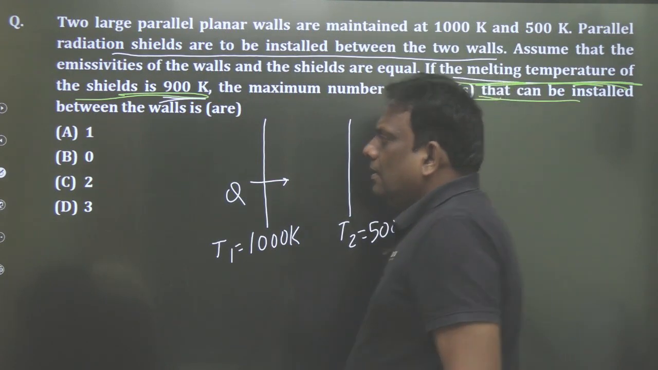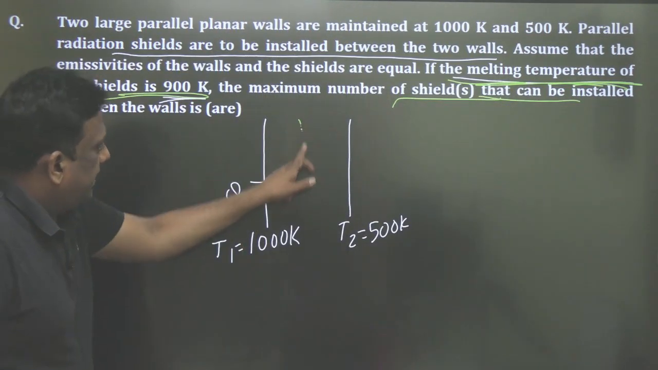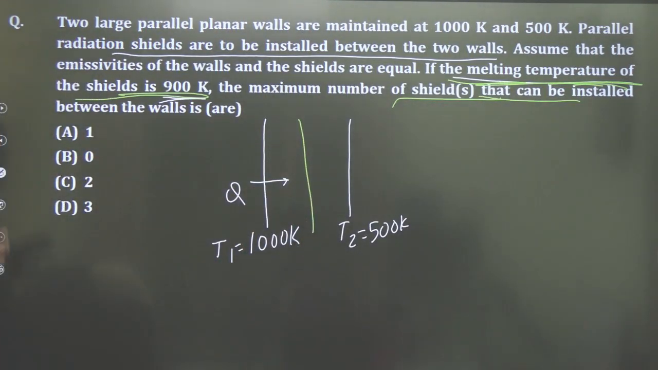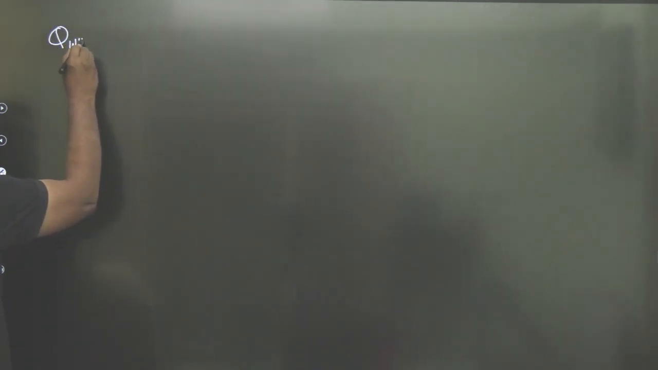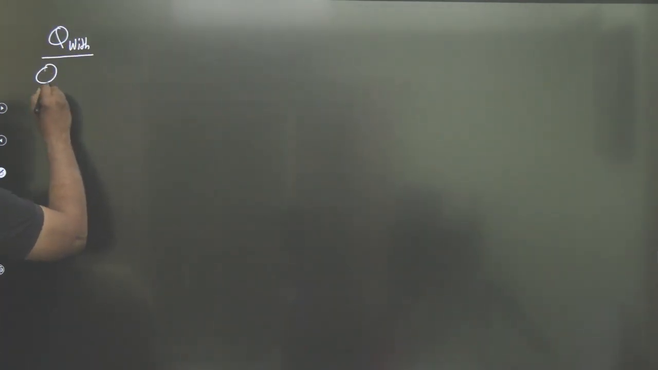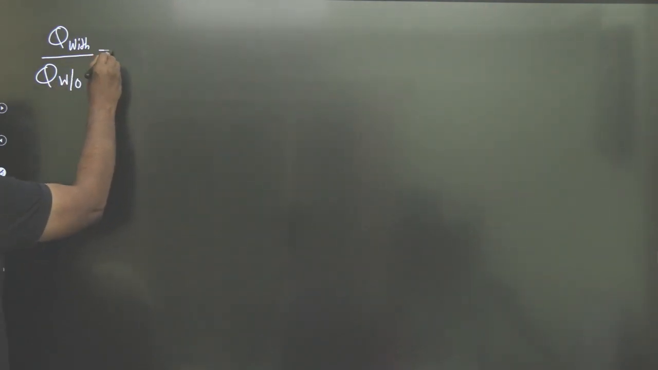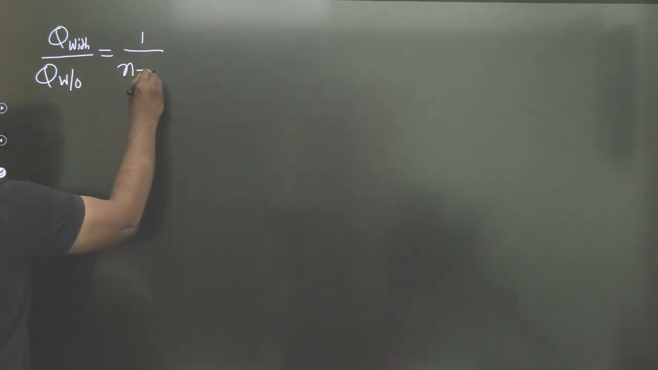Now we are introducing radiation shields. My dear students, calmly: the heat transfer with shield by the heat transfer without shield is 1 by (n plus 1).